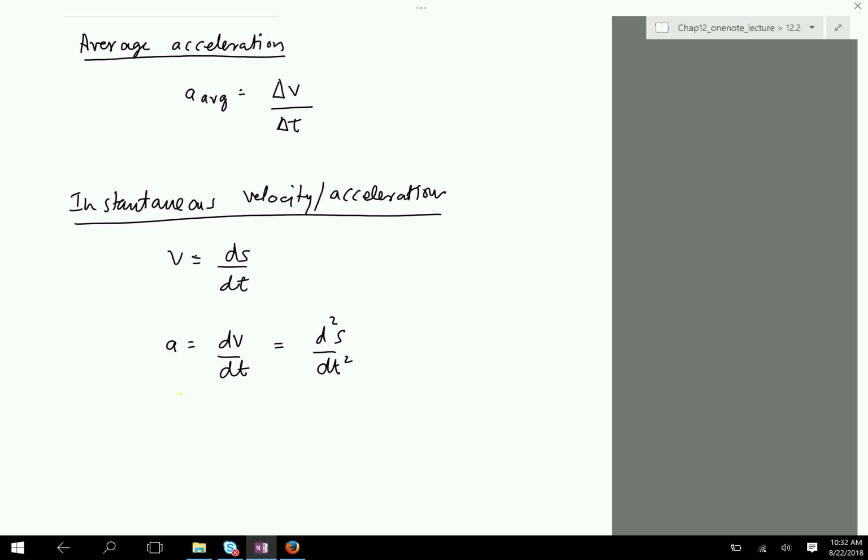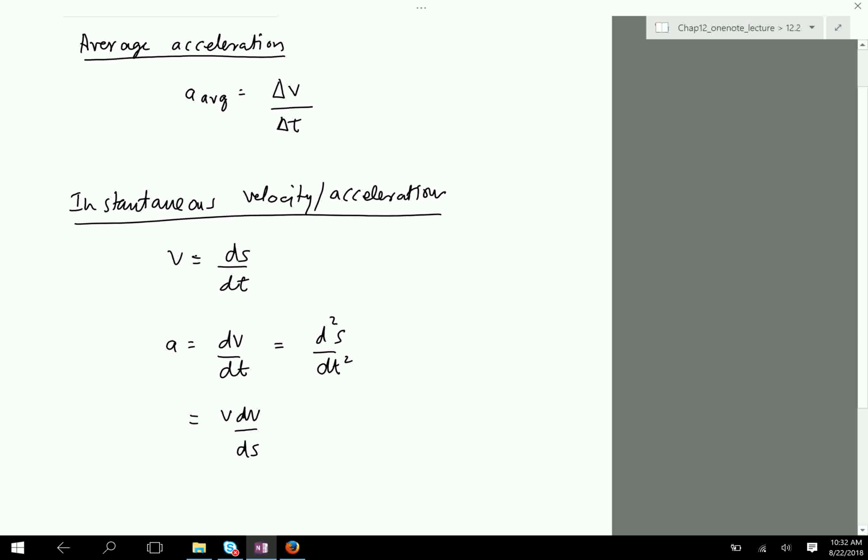Okay. And then finally, there's another way you can write acceleration. It's actually v dv ds.